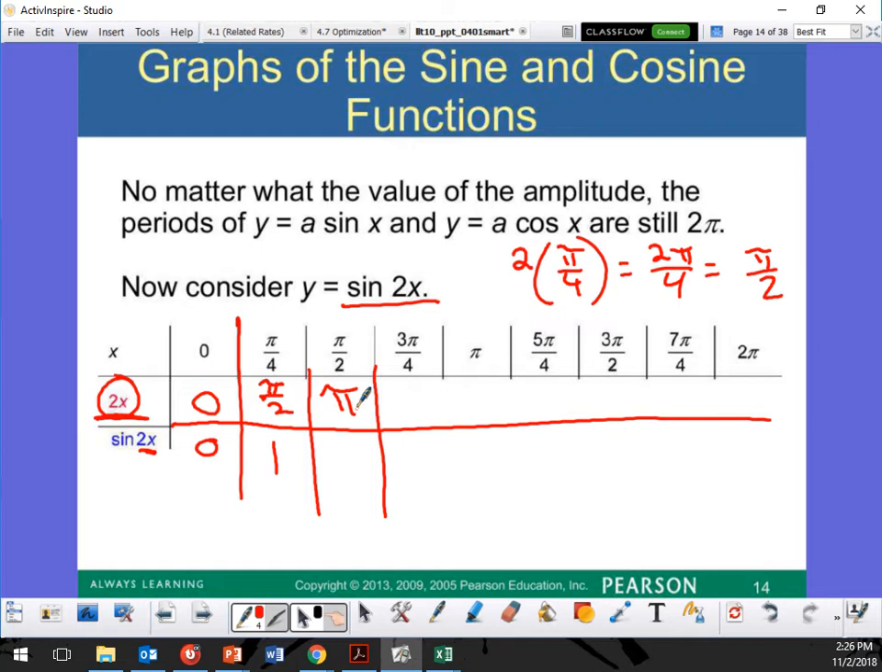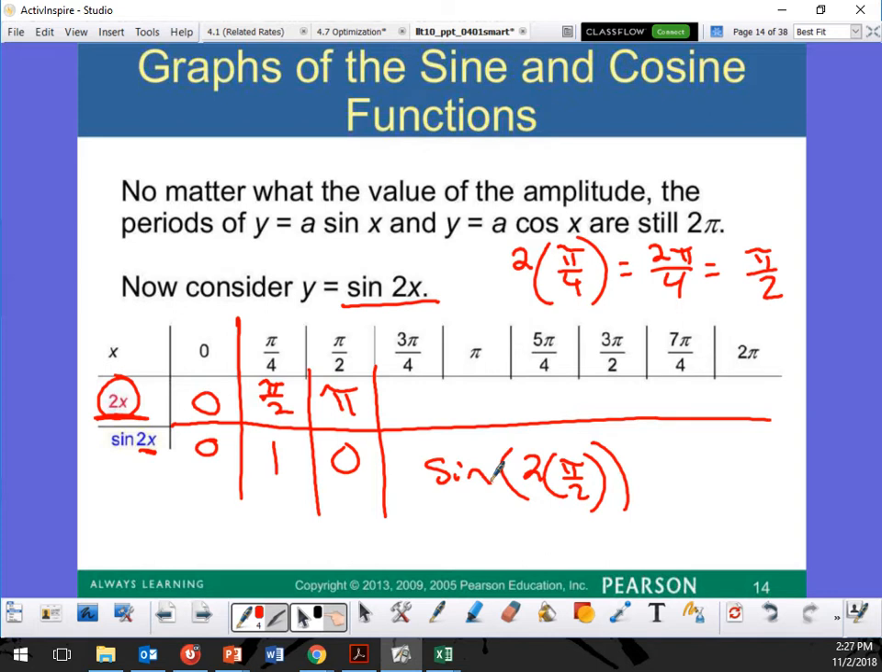Sine is the y value, right? Sine's the y value. What's the y value at pi? Okay. So it's kind of confusing because we're starting with this. So it's going to be 2 times pi over 2, and this is my sine of that. So does this make it a little bit easier to see?